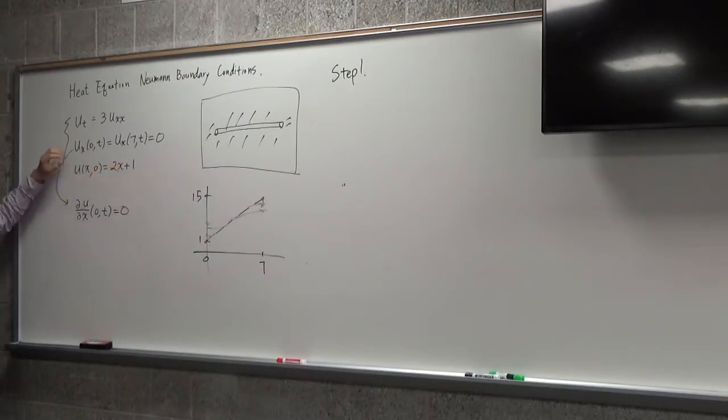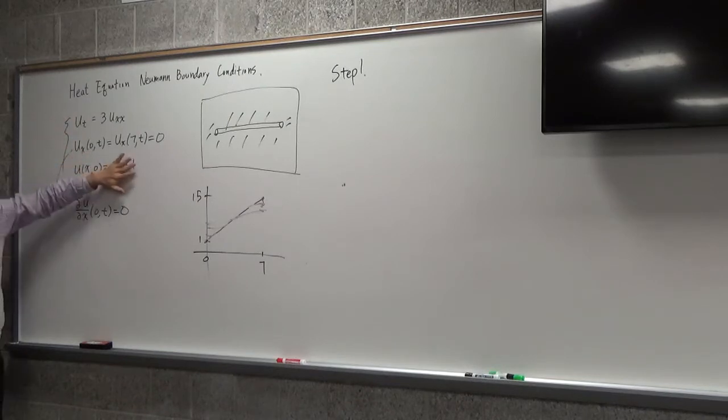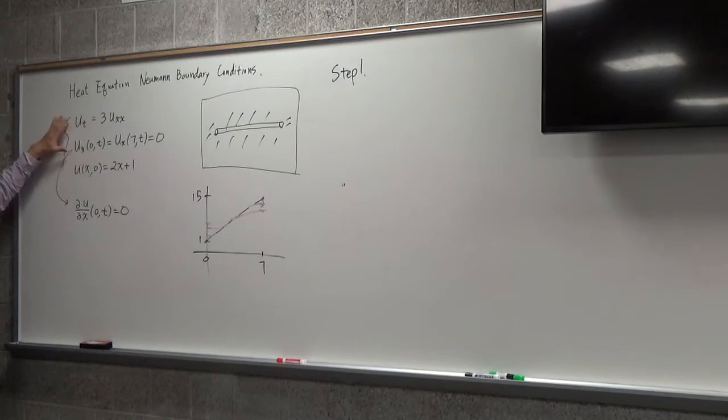So what we're trying to do is find the building blocks for the general solution of this equation. We forget the initial condition for a moment, and just solve the heat equation and the boundary conditions, and that's going to give you the general solution. So that's the first approach.